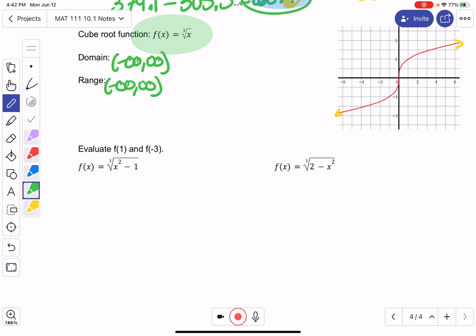So evaluating, it's the same thing. You're just going to have a cube root instead of a square root. You might know it. You might use the table. You might put it in the calculator. It's completely up to you. So if I did this first one here for f of 1, I would do 1 squared minus 1. 1 squared is 1. 1 minus 1 is 0, and the cube root of 0 is 0.